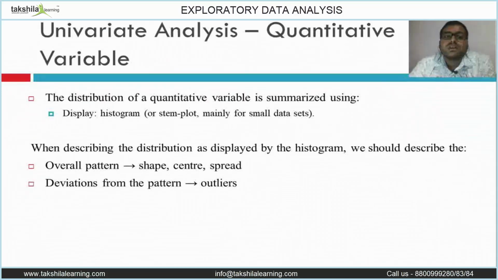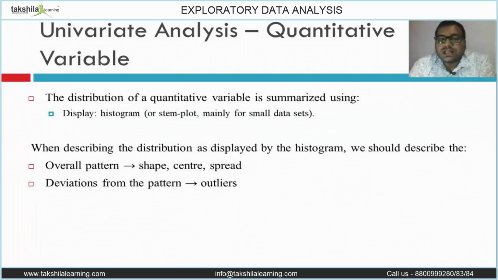Then univariate analysis for a quantitative variable. If we have a quantitative variable, we use the histogram, or a stem plot mainly for a small data set, but most of the time we use the histogram. The histogram tells the distribution of the data, meaning how frequently the data is distributed over the axis.